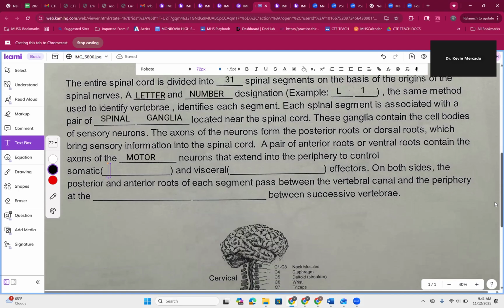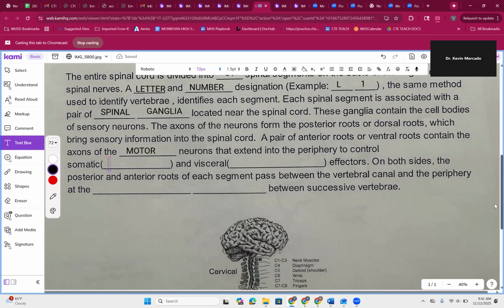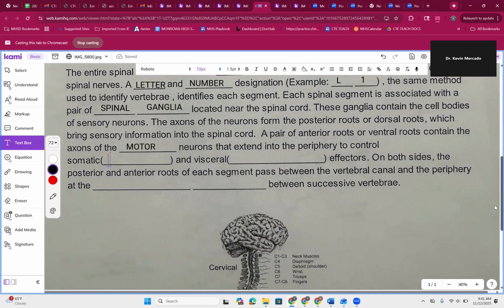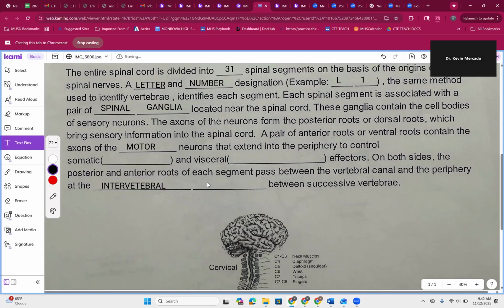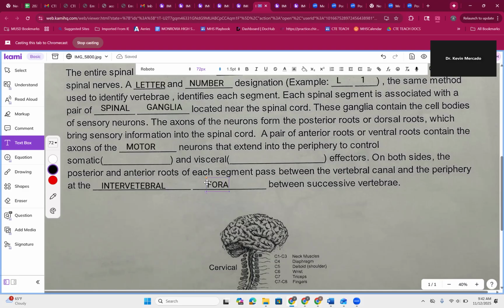On both sides, the posterior and anterior roots of each segment pass between the vertebral canal and the periphery at the intervertebral foramen between successive vertebrae.